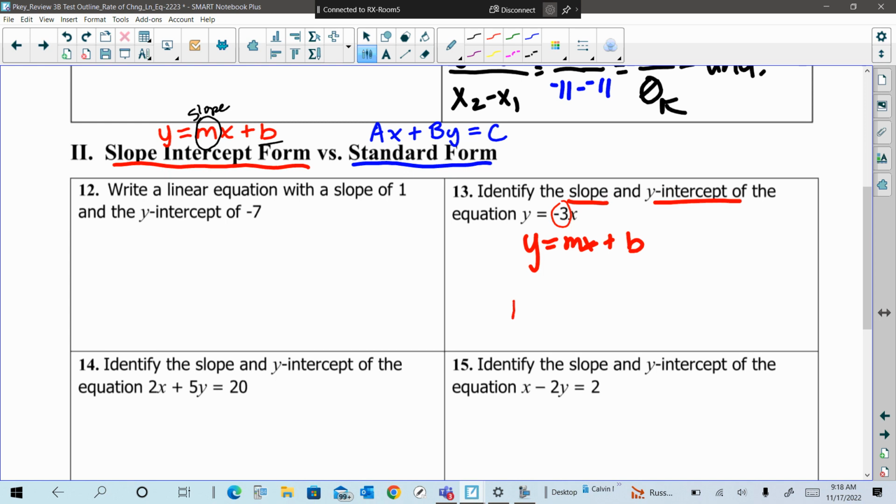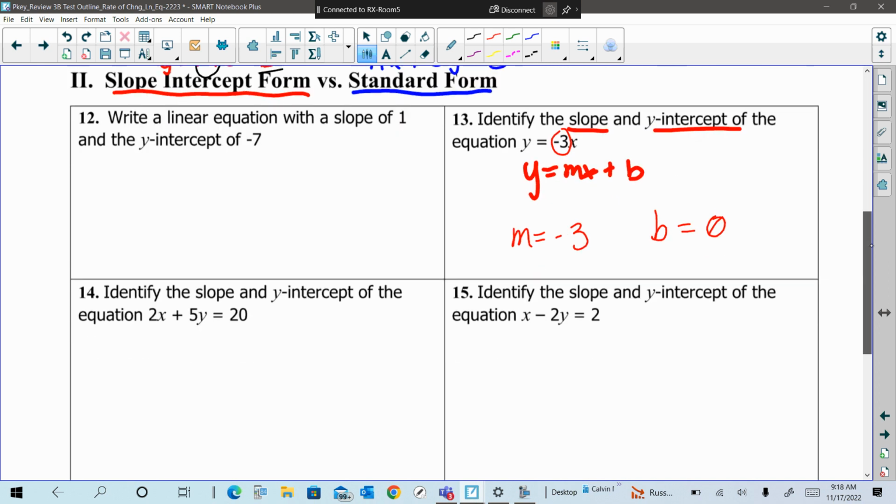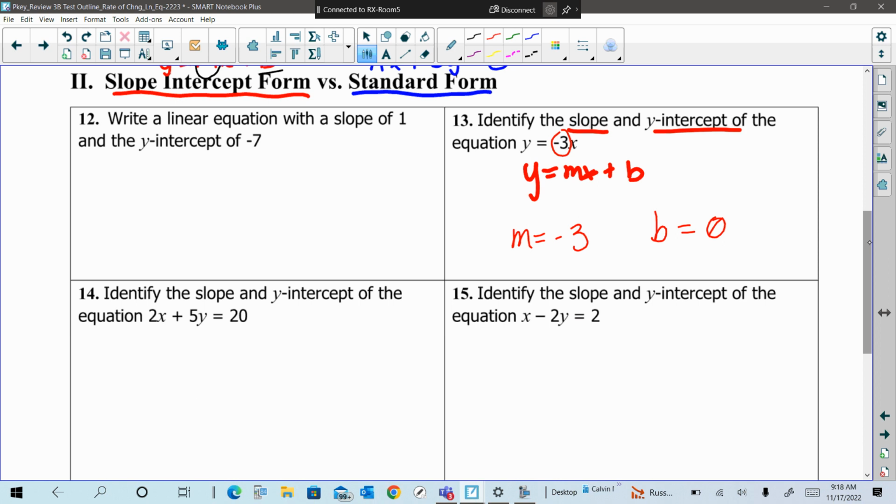m is what? m is -3. And there's no b, so what do we write? b equals 0. I know there's a delay, but I'm saying it, so you should be able to write what I'm saying. No, I already have the equation, Amanda. It's y equals -3x. From the equation, I'm pulling out the m and the b. The slope is your m, the y-intercept is your b.